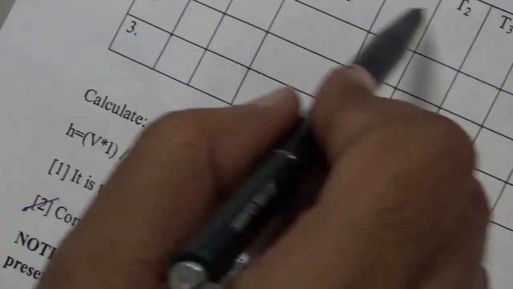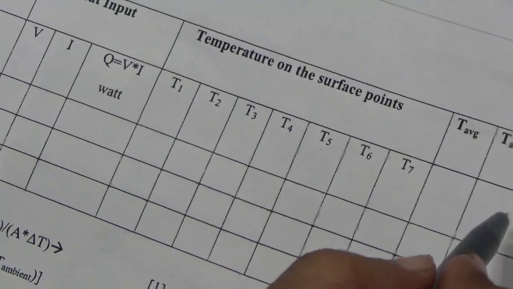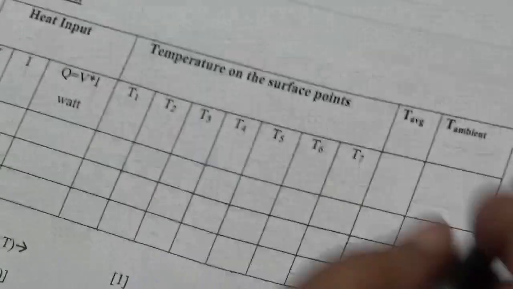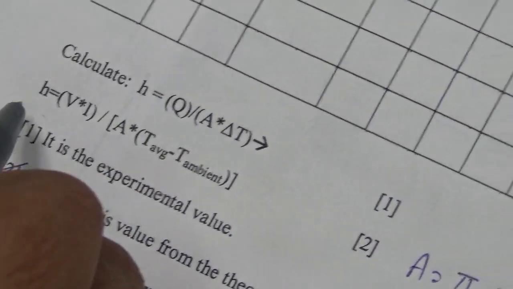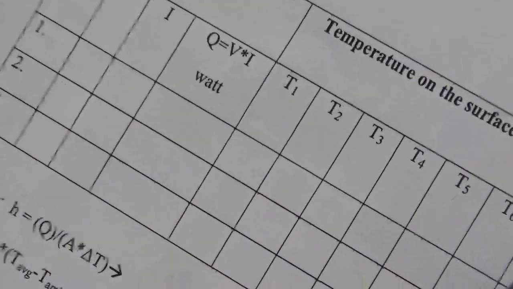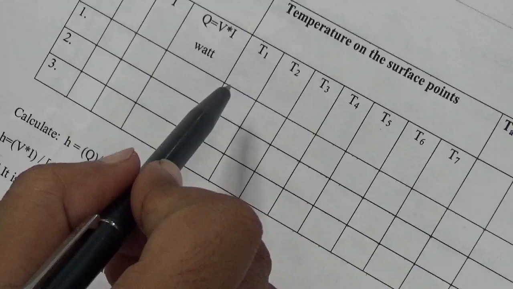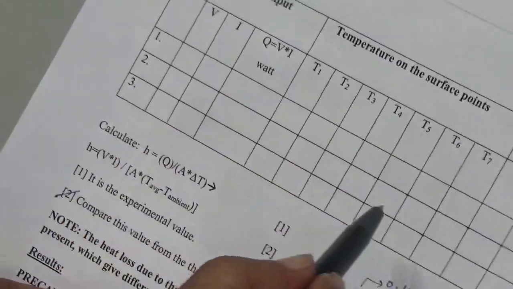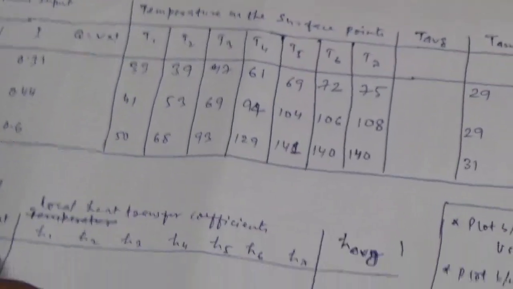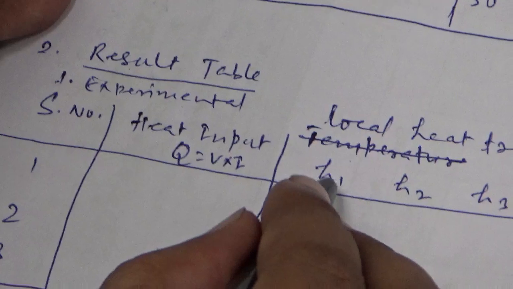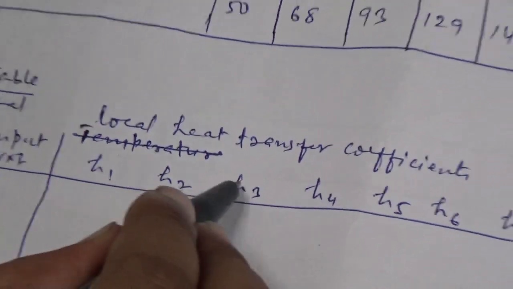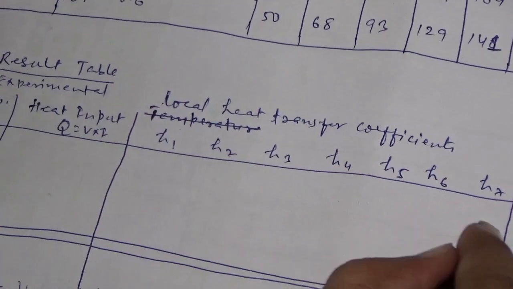So putting these values in this equation, using T average as the average of T1 to T7, and T ambient calculated with the help of this thermocouple, by using this formula we have h, which would be the experimental one. So at each point, we have the corresponding heat transfer coefficient, which is found experimentally. There is a need for a separate table in which the experimentally obtained heat transfer coefficients at positions 1, 2, 3, 4, 5, 6, 7 should be tabulated.